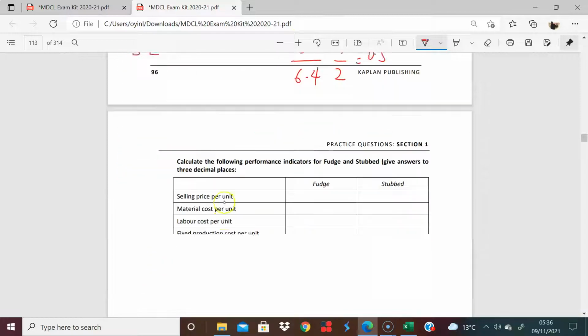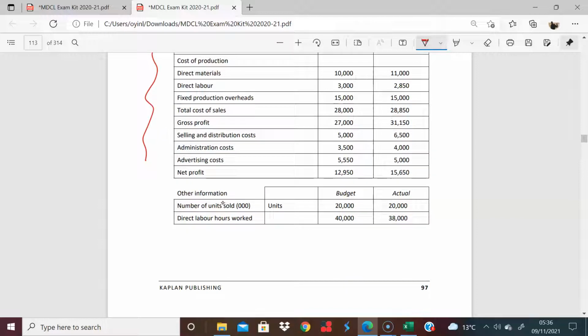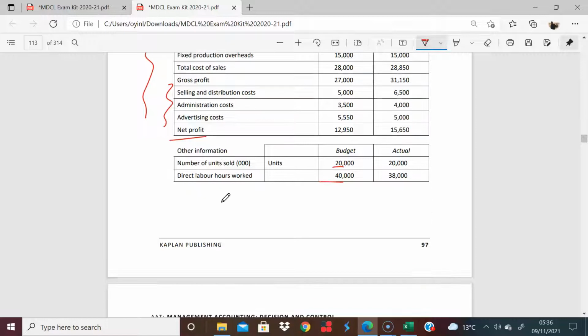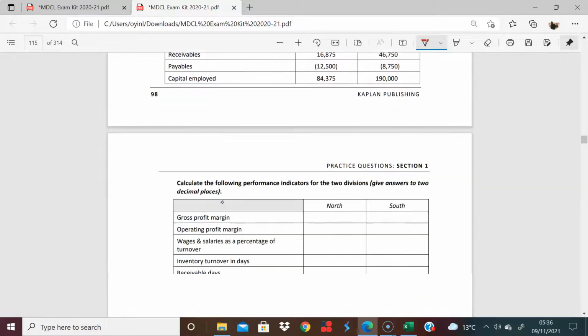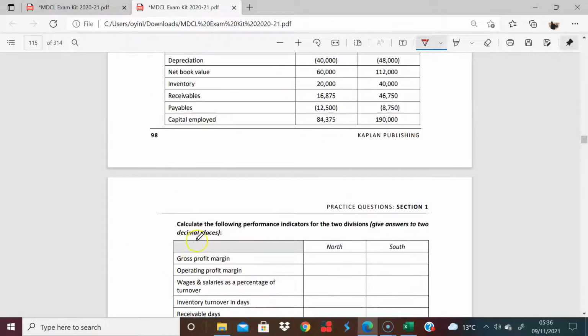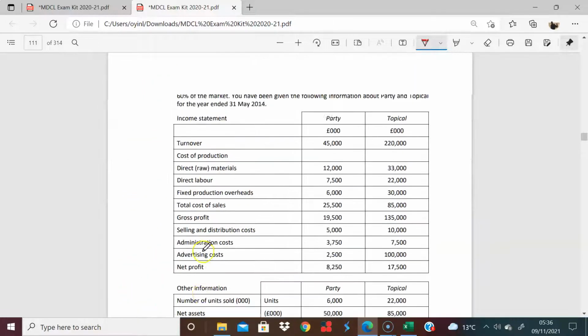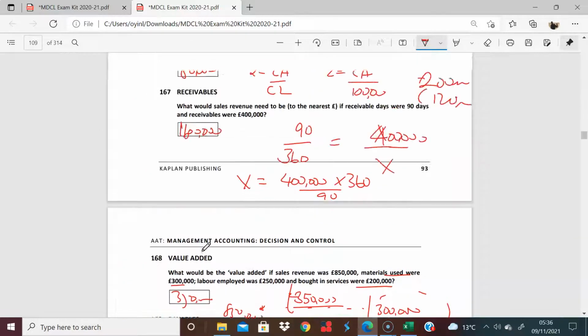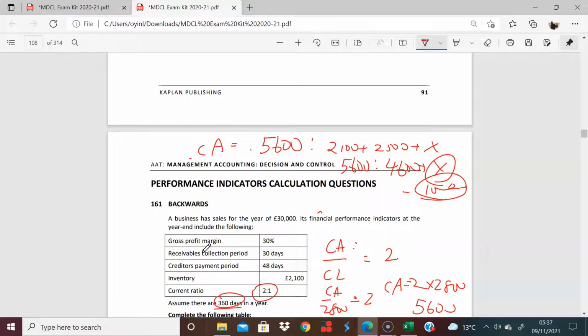They literally repeat themselves right through the others. There is no difference; the same thing throughout. You've got revenue, cost of sales, other costs, net profit, number of units, direct labor worked, exactly the same process. Literally no difference throughout. Cool, great stuff. So that concludes our discussion on performance indicators calculation. Okay.